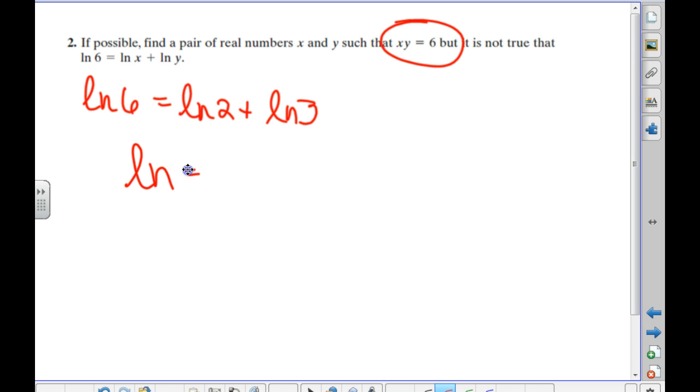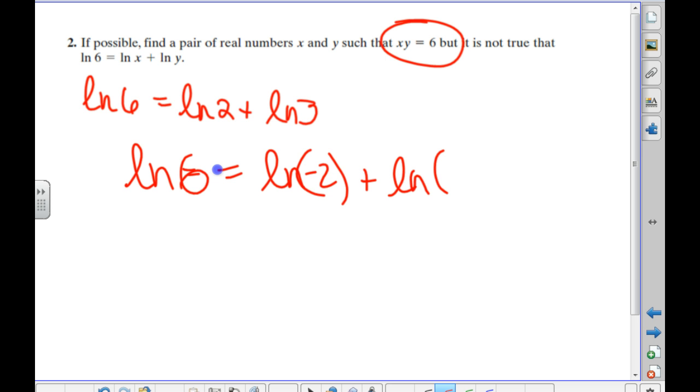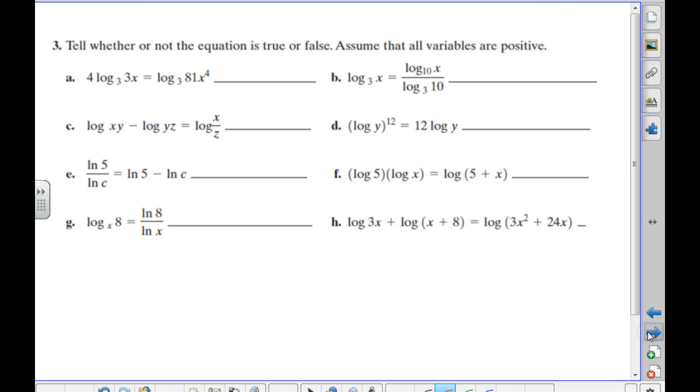But if you did a negative 2 and a negative 3, they multiply to make 6, but you can't take the log of negative numbers, so there's 2 that don't work. Okay? So x could equal negative 2 and y could equal negative 3, etc. There's other possibilities, but okay. And what was the other question, Carrie? 5.